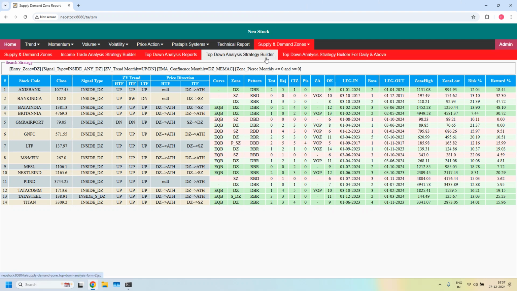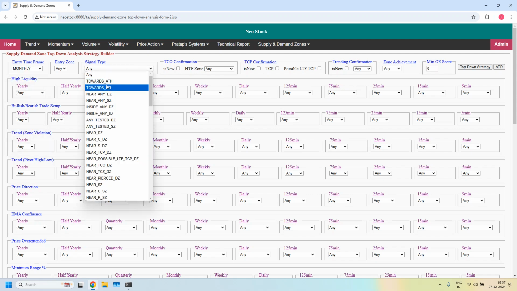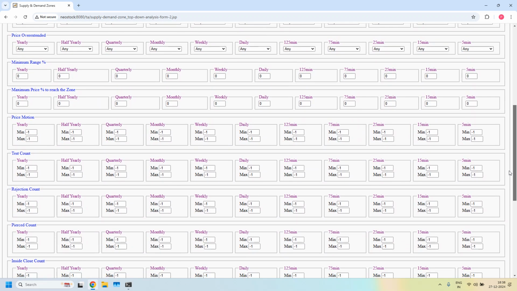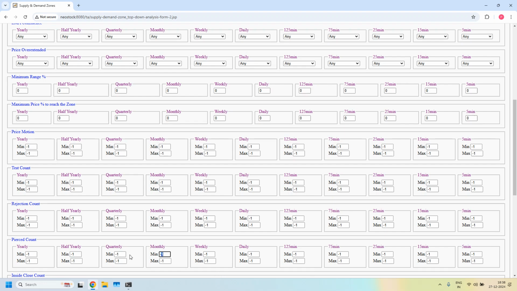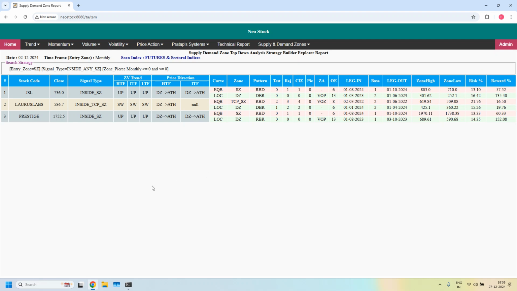Next, monthly time frame. Price closed inside the monthly supply zone, and these monthly supply zones should not be pierced. So at pierced count, monthly time frame, I'm setting minimum value 0, maximum value 0. Let's filter. We got only 3 stocks. Current price closed inside the monthly supply zone.